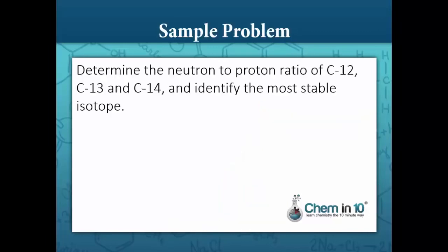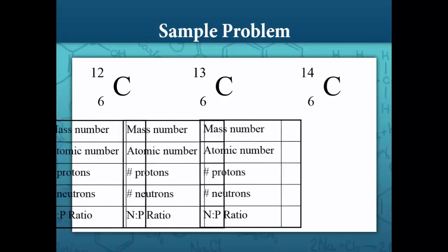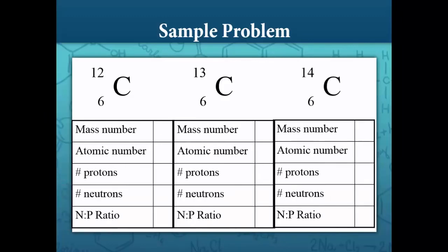Let's look at a sample problem. Determine the neutron-to-proton ratio of carbon-12, carbon-13, and carbon-14 and identify the most stable isotope. To determine the neutron-to-proton ratio of these three isotopes, we first need to figure out how many protons and neutrons each contains. The mass number of carbon-12 is 12, and its atomic number is 6. This means it has 6 protons and 6 neutrons, because the number of neutrons is determined by subtracting the atomic number from the mass number.